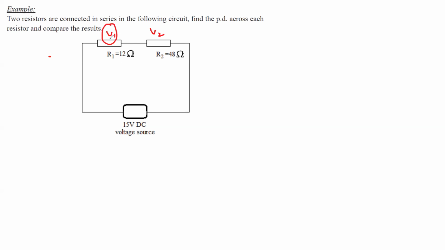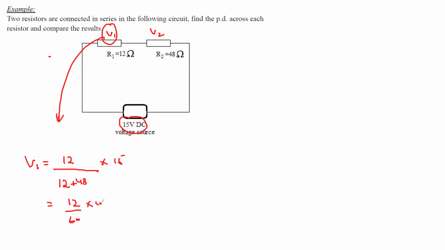So if I need the voltage across this one, what will be the formula? I'm solving for V1. It is the resistance of that part, which is 12, divided by the sum of the resistances of the circuit, so 12 plus 48, times the total voltage. The total voltage is 15. So it will be 12 divided by 60, times 15. When we simplify this, 60 divided by 15 will be 4, and then 12 divided by 4 makes 3. So V1 is equal to 3 volts.